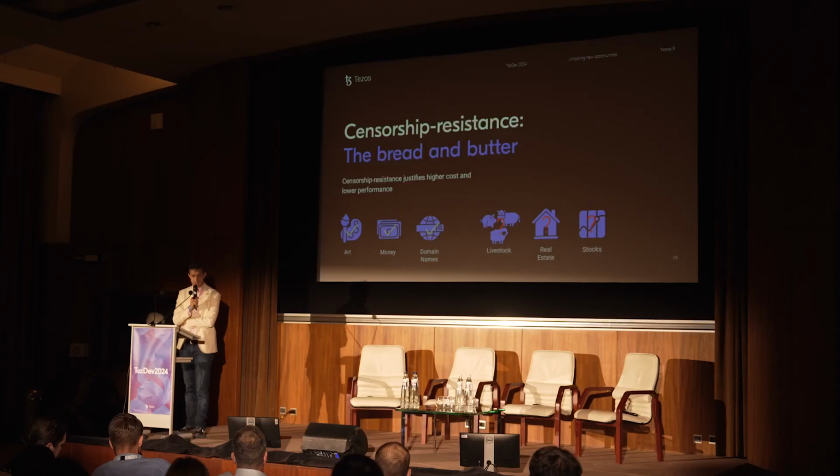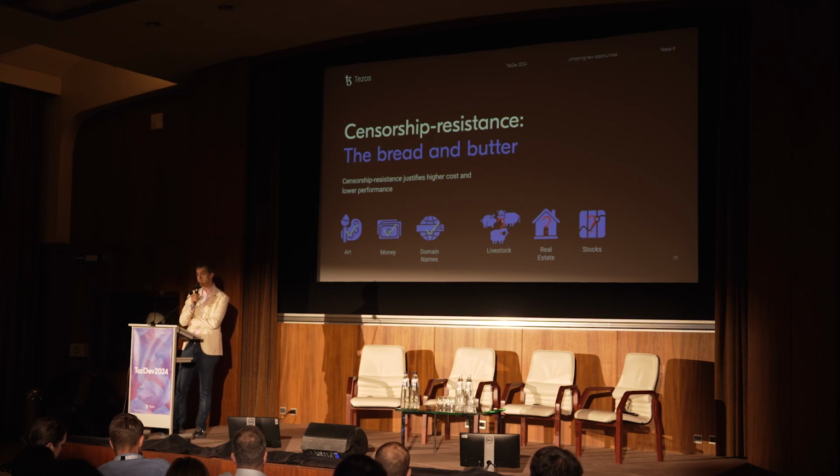Domain names, the reason a domain name is valuable is because, when you type www.tezos.com, you go to a certain address. But that's because you've chosen a certain DNS provider. If you had chosen a different one, it would go somewhere else. But we've all agreed to use the same registry for domain names, and as a result, domain names can be valuable. Now, things which are not intersubjective: livestock.